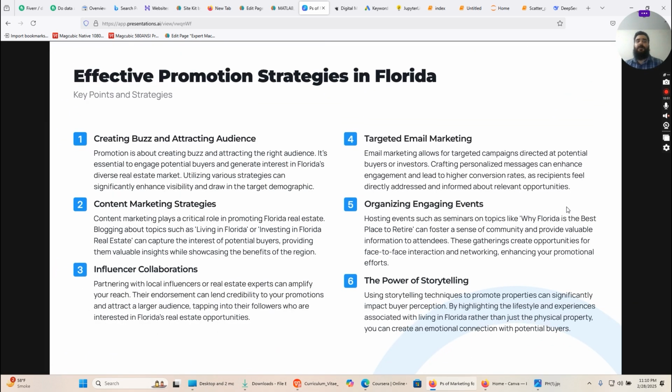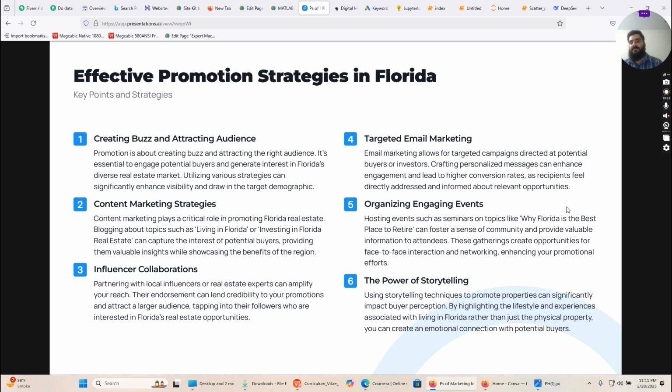Now let's discuss effective promotional strategies in Florida real estate. What do we mean by promotional strategies? It's the way you are communicating with your target audience, creating buzz and attracting audience. Promotion is all about creating buzz and attracting the right audience. It is essential to engage potential buyers and generate interest in Florida's diverse real estate market. Utilizing various strategies significantly enhances visibility and draws in the target demographics.